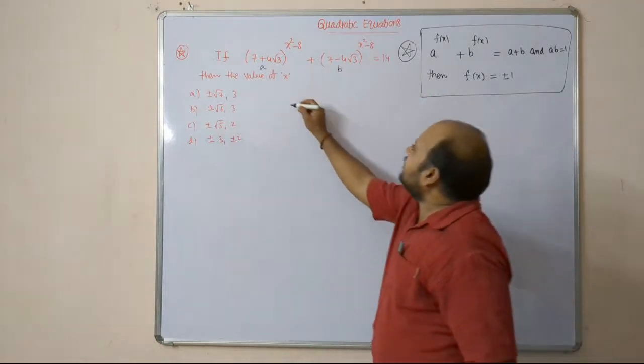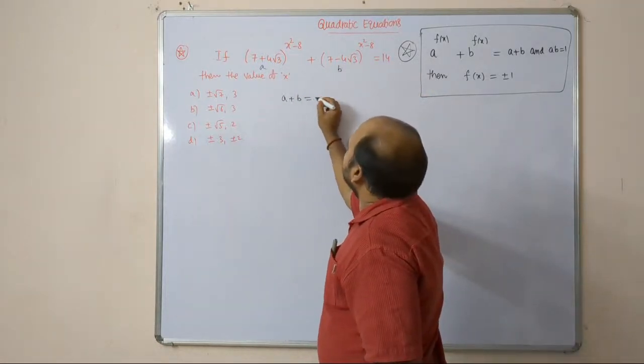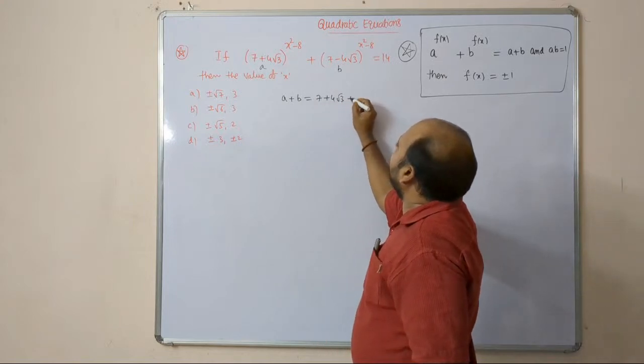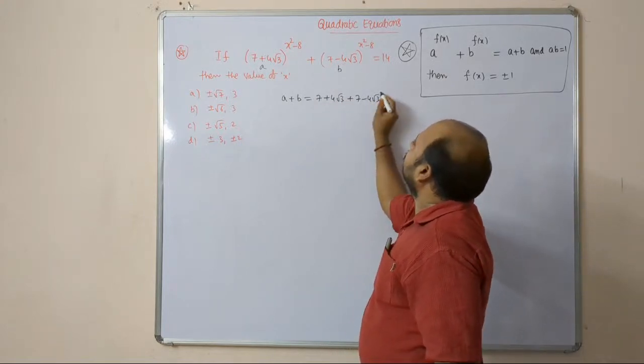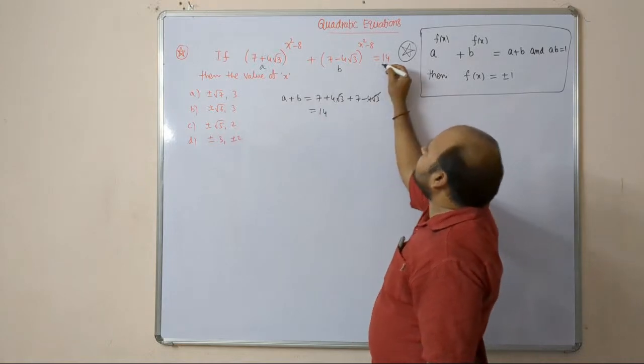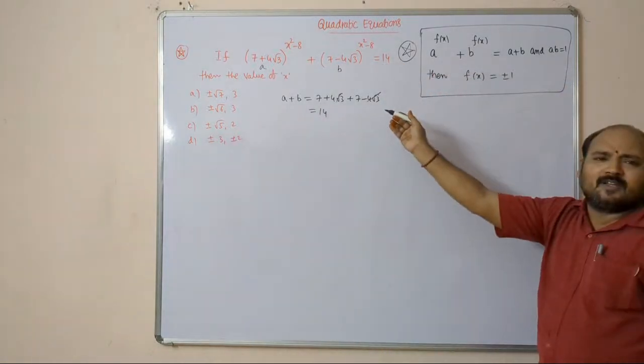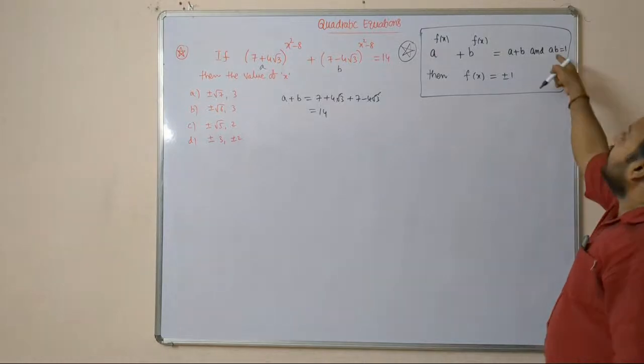So a plus b, I am checking now. 7 plus 4 root 3 plus 7 minus 4 root 3. 7 plus 7, 14, it is there, no? Clearly a plus b is there. So that condition is satisfied. Next, which condition is there?